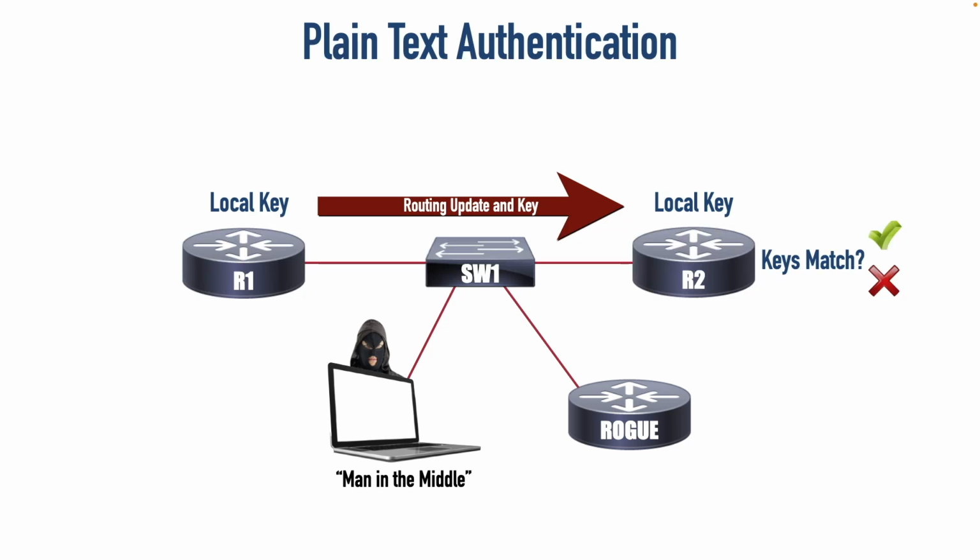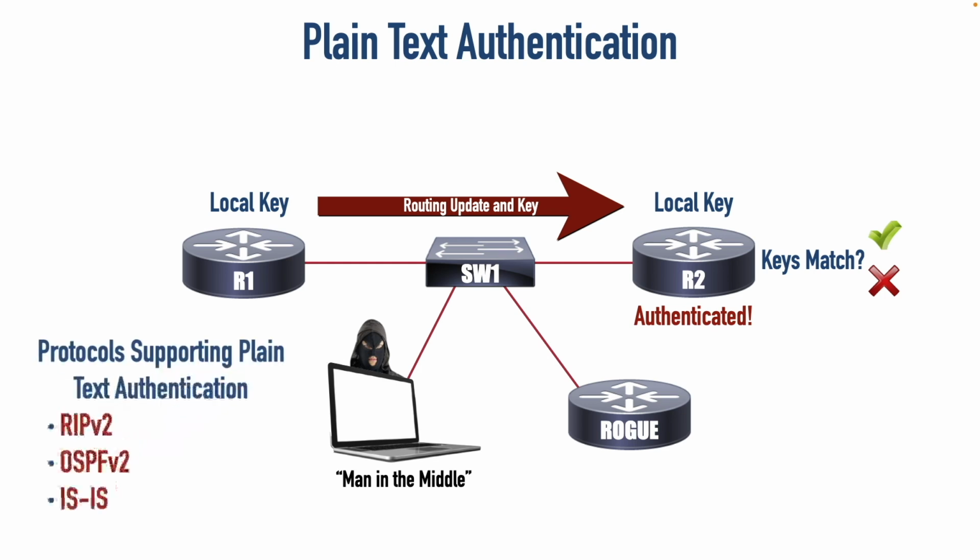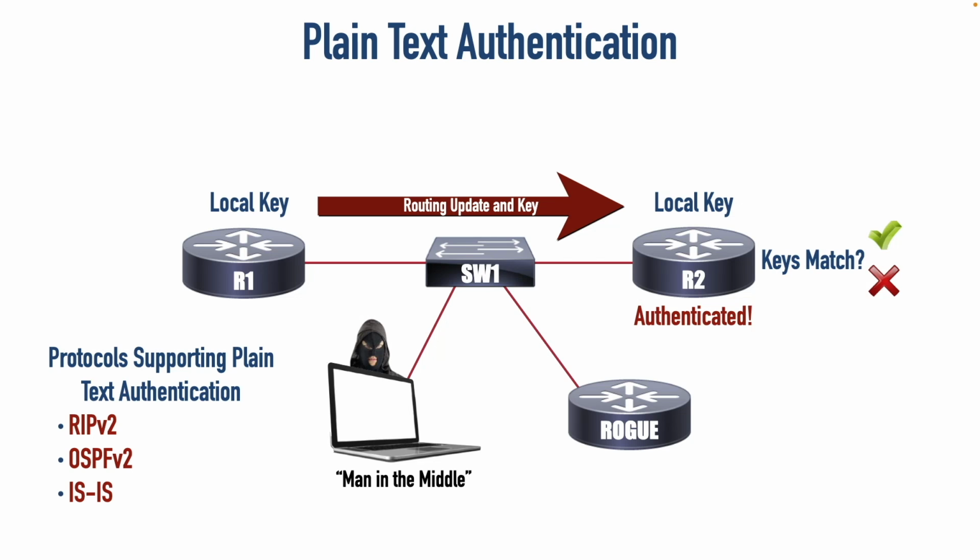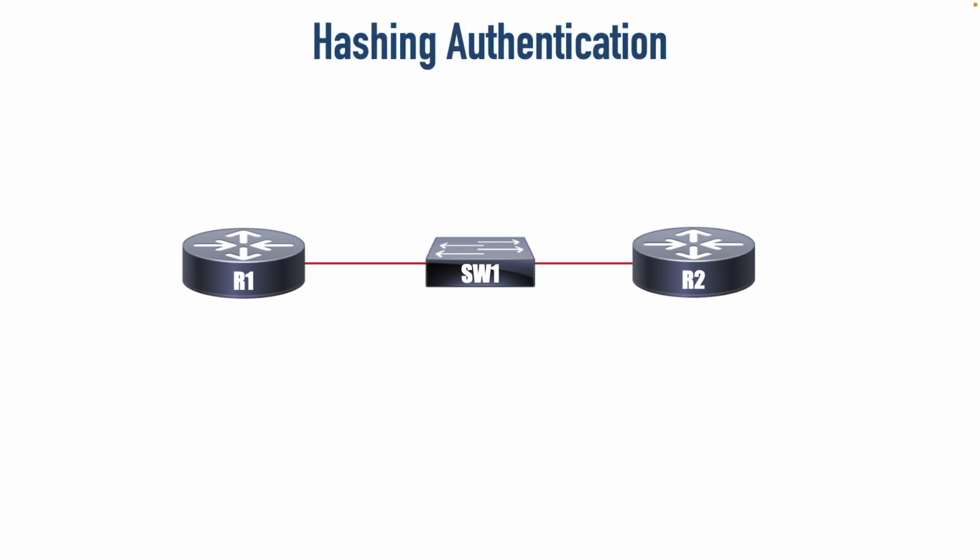They could then introduce their own rogue router, configured with the key that they just learned because it was in plain text after all. And suddenly that rogue router would be authenticated by R2, and we could start sending false updates to R2 and to R1. This plain text authentication is supported in RIP version 2, OSPF version 2, and intermediate system to intermediate system. We probably don't want to use it though.